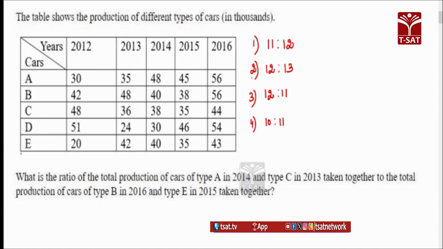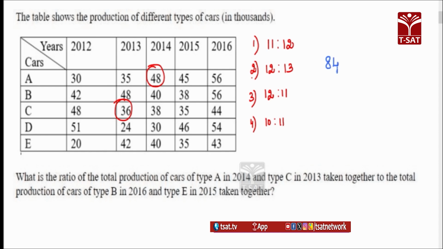So this is how you have to look at the data. See what it says. It's very simple in a tabular graph to look at the data, but you have to be very careful when it comes to the number of years. What is the ratio of the total production of cards of type A in 2014 and type C in 2013? The total production, if you look at, it is actually how much? 48 plus 36 is 84.